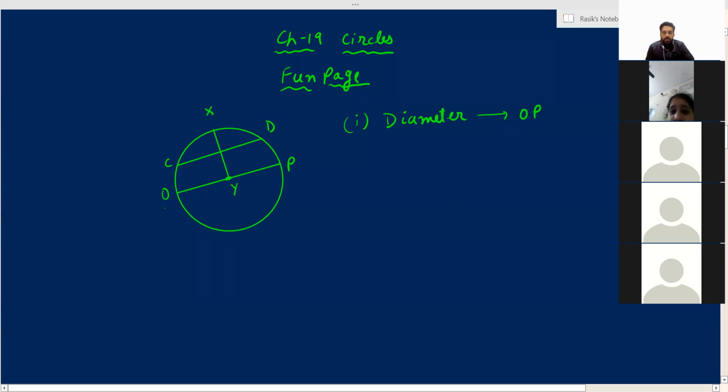Okay, now tell me everyone, is it clear that OP is the diameter of the circle? Have you all understood or not? Yes, sir. I want an answer from everyone. Is it clear or not? Sir, clear. Yes, sir.